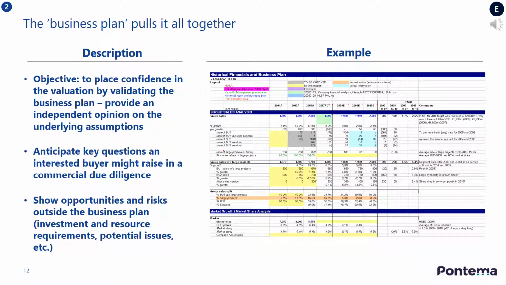The final element of the vendor due diligence document outlines the asset's business plan. The objective here is to validate the business plan by providing an independent opinion on the underlying assumptions. This should place confidence in the asset's valuation. You should seek to anticipate the key questions an interested buyer might raise in a commercial due diligence, such as why there are peaks or troughs in forecasts, or any sharp growths or declines.